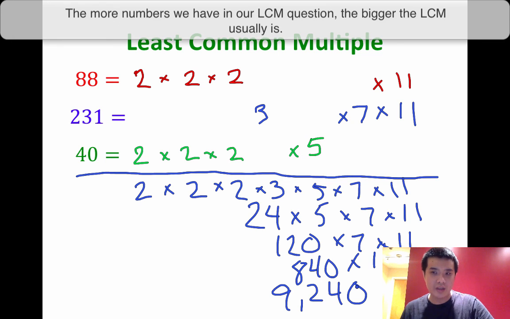So our LCM is 9,240. At this point, you can open up the Google summary form and answer the questions in there.